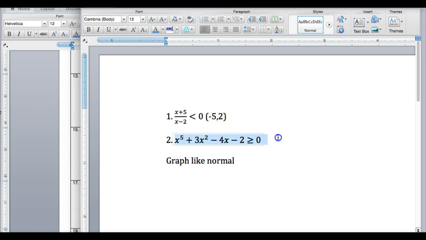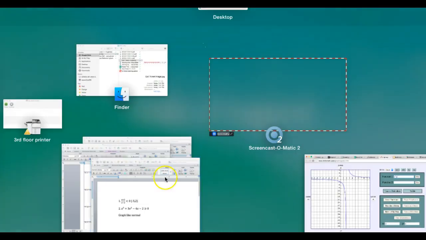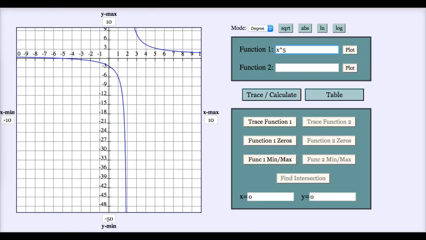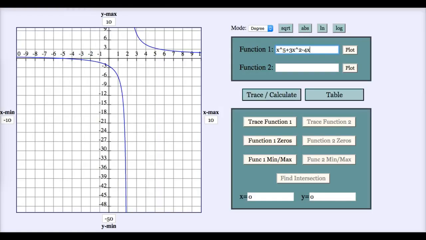Okay, let's look at the second one. Again, I'm going to graph this like normal, so I'm just going to type in this equation as it is. I've got x to the 5th plus 3x squared minus 4x minus 2. And so I'm going to go ahead and type that in here. I'm going to plot that and just reset my x and y axis.